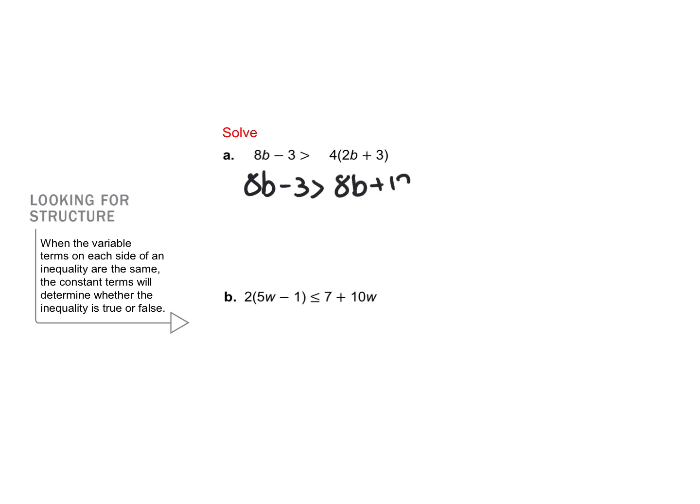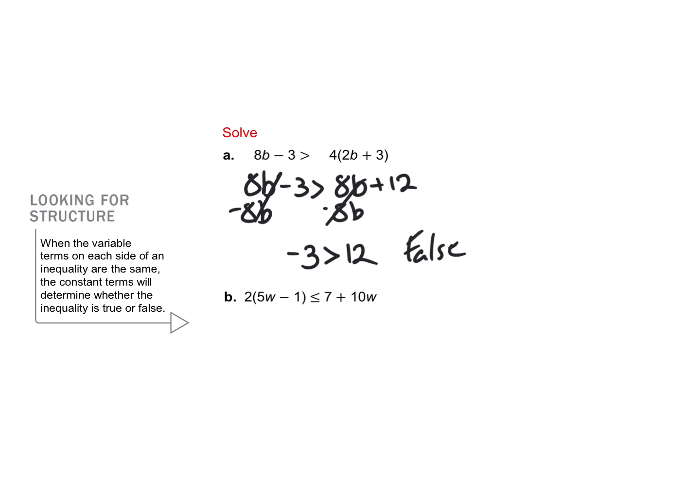AB is, and then 12. I will subtract the AB to get them both on the same side. But notice that 8B minus 8B cancels out, and I'm left with negative 3 is greater than 12. Now, this statement is false, right? So this is how you determine if an inequality is false or true. If the variable cancels out, then it will be either a true or a false statement.